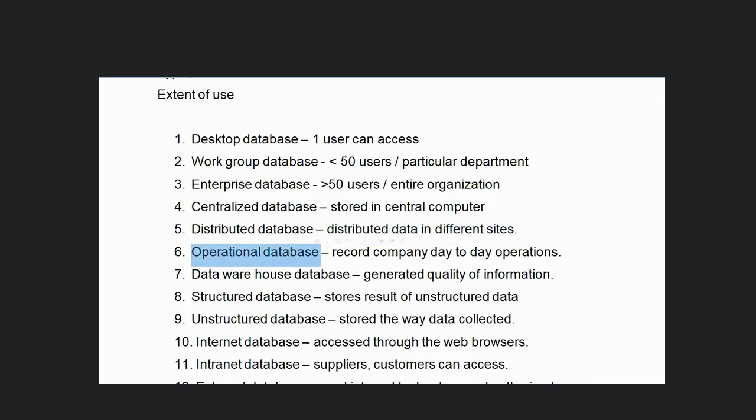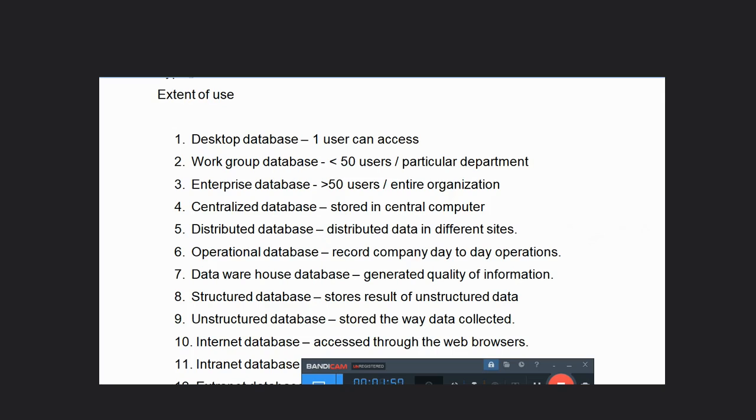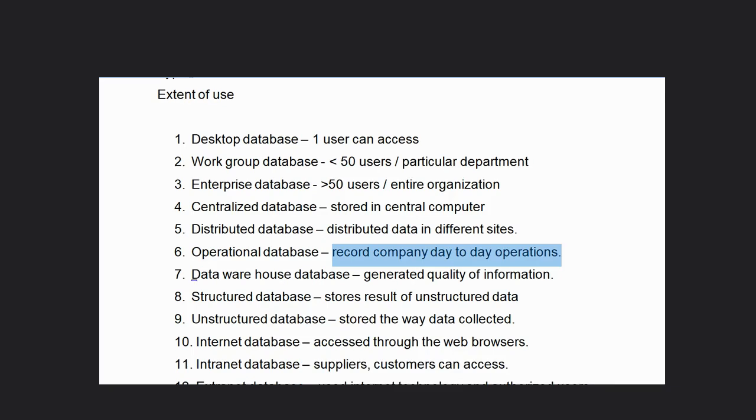Operational database. Operational databases are used to store the company's day-to-day operations. It is also called a transactional database or business database. Next, data warehouse databases. A data warehouse database stores a large amount of data and generates quality information. This quality information can be used to take tactical and strategic decisions within an organization.